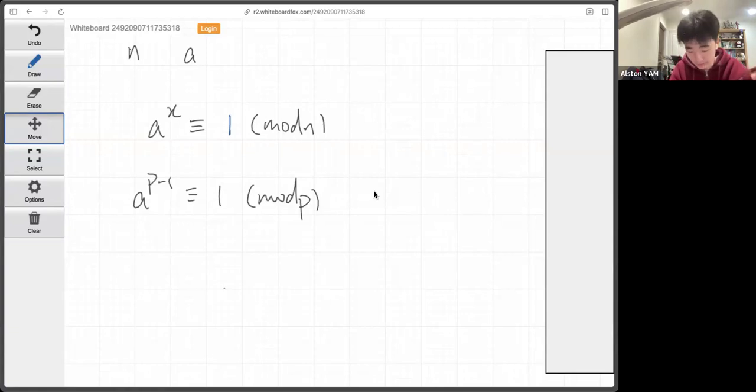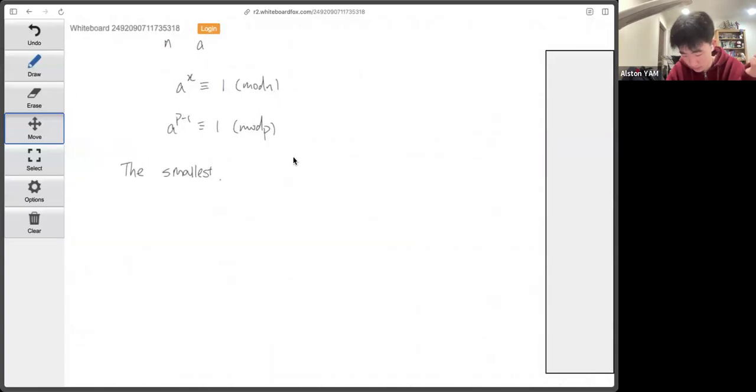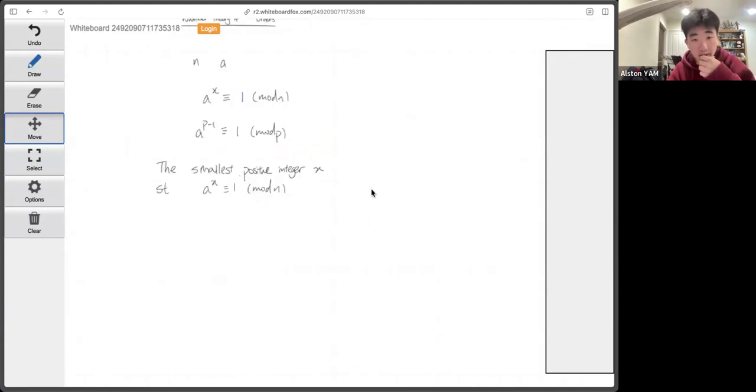So we'll define order as the smallest positive integer x such that a to the x is congruent to 1 mod n. And that smallest condition is important, right?